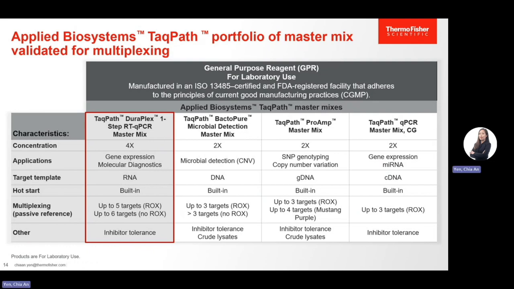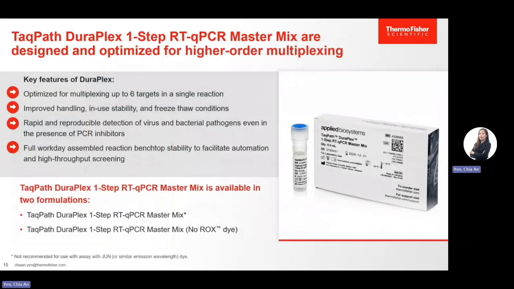So this can be a very powerful tool for multiplexing, as you will see in the data we have after this slide. So TaqPath Duraplex 1-step RT-qPCR mix allows you to amplify up to 6 targets in a single reaction. And aside from this key feature, it also has improved handling, in-use stability, and is robust to freeze-thaw. So all of these are important for having a master mix that is reliable and stable.